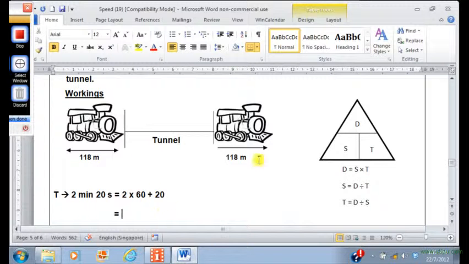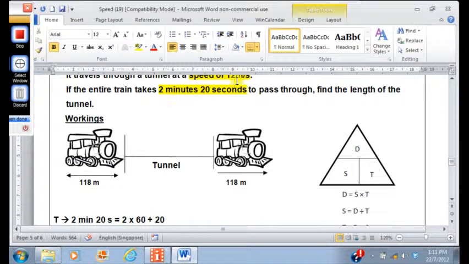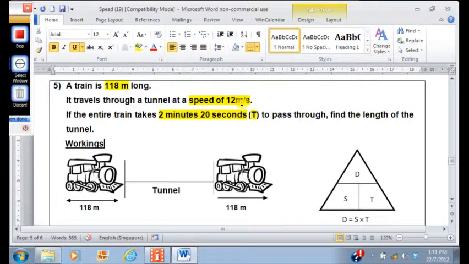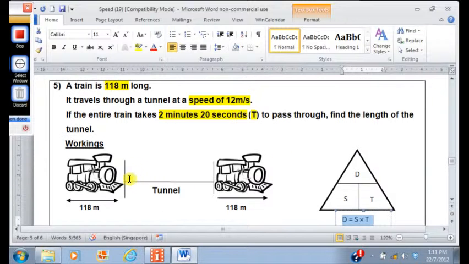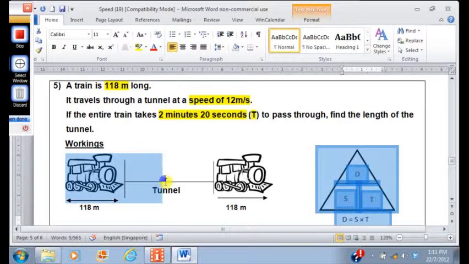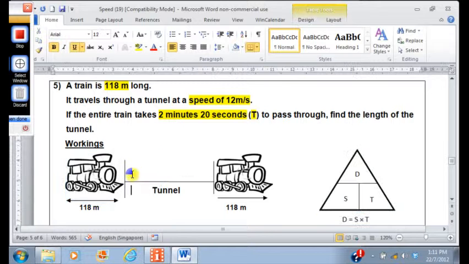Now 2 times 60 plus 20. Order of operation tells you that you must do this first. This is 140 seconds. Now everything is in seconds. This is your time. What am I going to do with this? I'm going to take my time, I'm going to take my speed, I'm going to use distance equals speed times time to find out what was the distance that the train traveled.